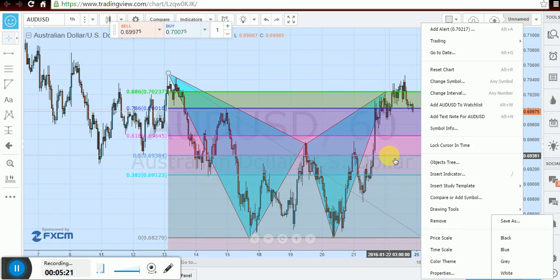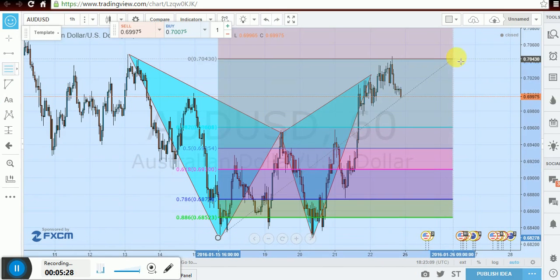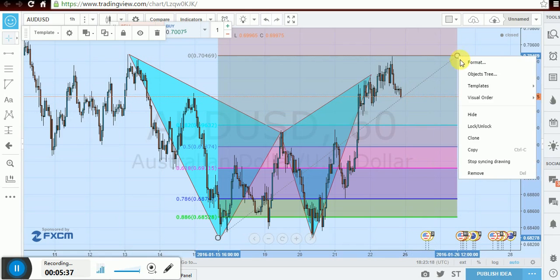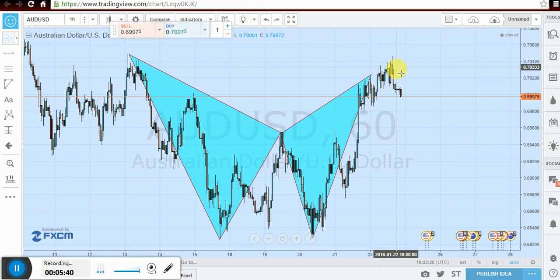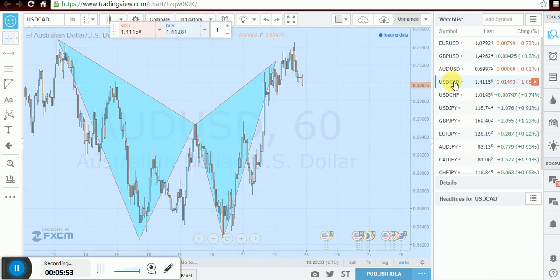So I'm already short on this pair, looking for the market to roll all the way back down to the 382 retracement for my first target, which is going to be around 69.62. So we're going to wait and see if the market can get there. I mean, you can probably still get involved. You're only about 20 pips away from the entry point, or you might want to wait for the market to go back up to around this point where you'll be looking to take a short position. So I'm going to go over to the next one, US dollar against the Canadian.